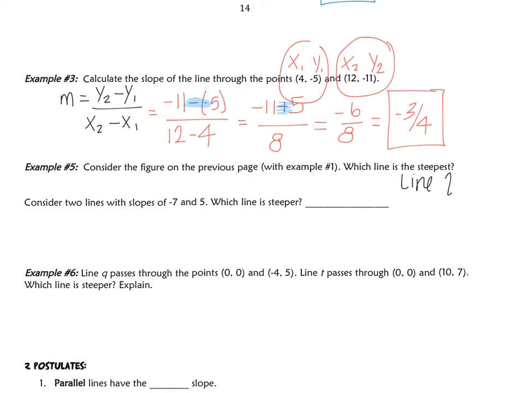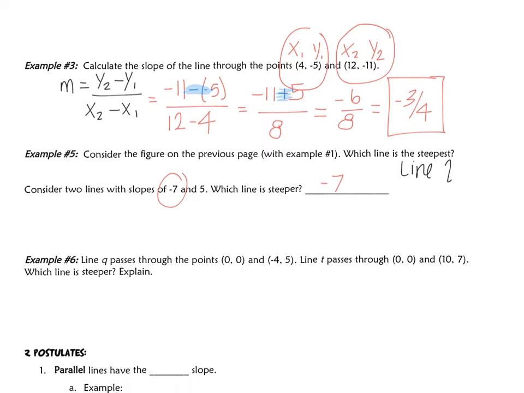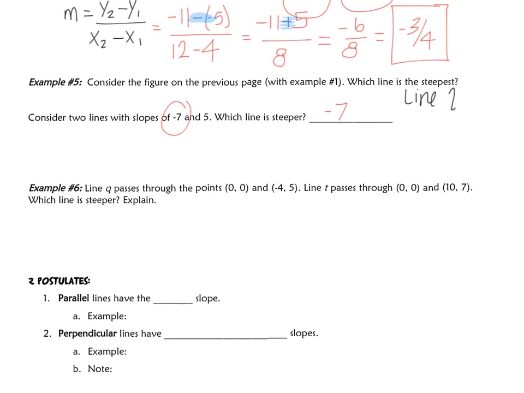Well, actually it doesn't even run at all because it just increases. So consider two lines with slope of negative 7 and 5. Which one would be steeper? Which one rises or falls the most? Hopefully you noticed that that would be the negative 7. You would go down 7 over 1, so you fall really, really fast. We'll talk about more of that in class 2.